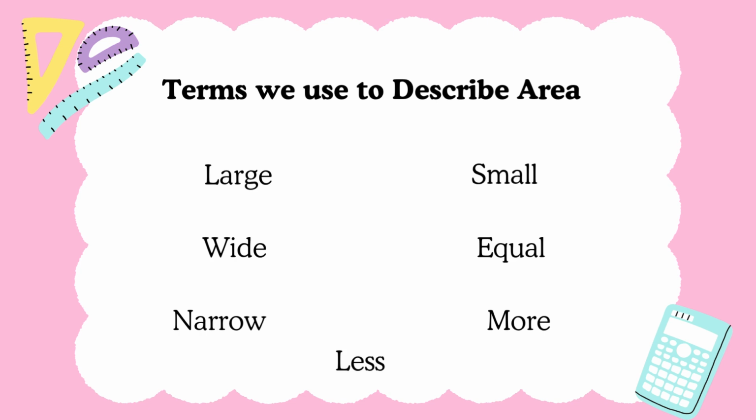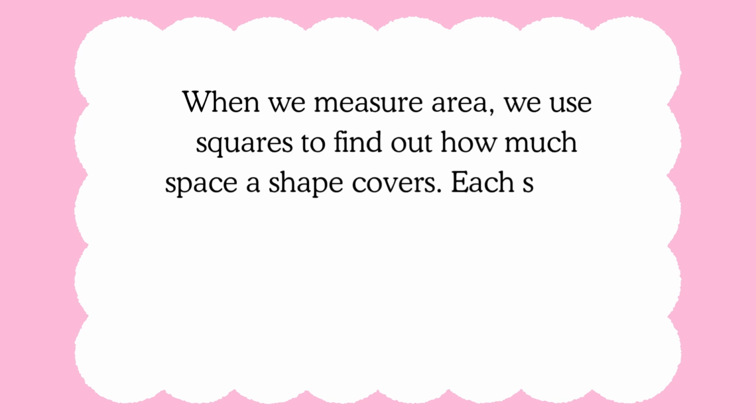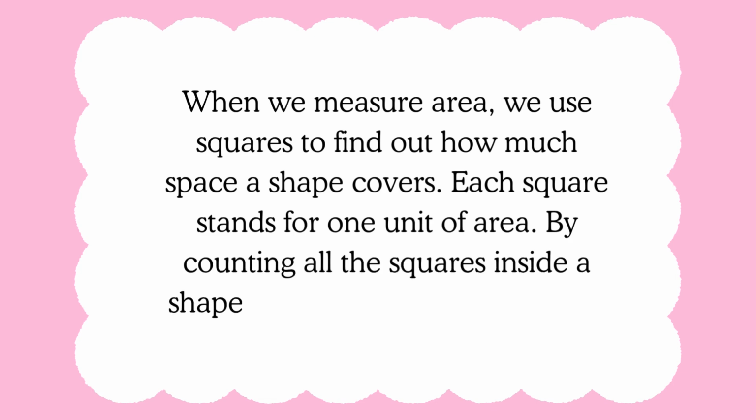There are also terms that we can use to describe area. These can include large, wide, narrow, small, equal, more, or less. When we measure area, we use squares to find out how much space a shape covers. Each square stands for 1 unit of area. By counting all the squares inside a shape, we can determine its area.